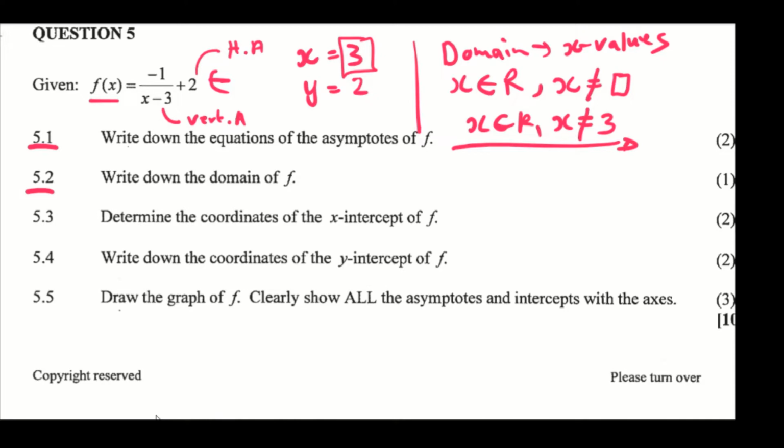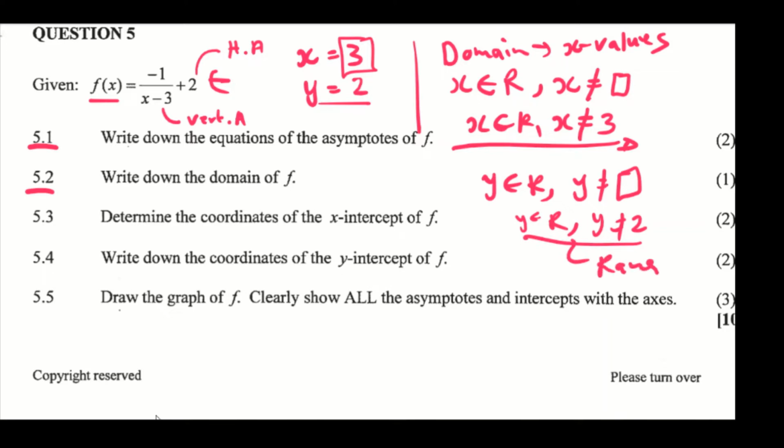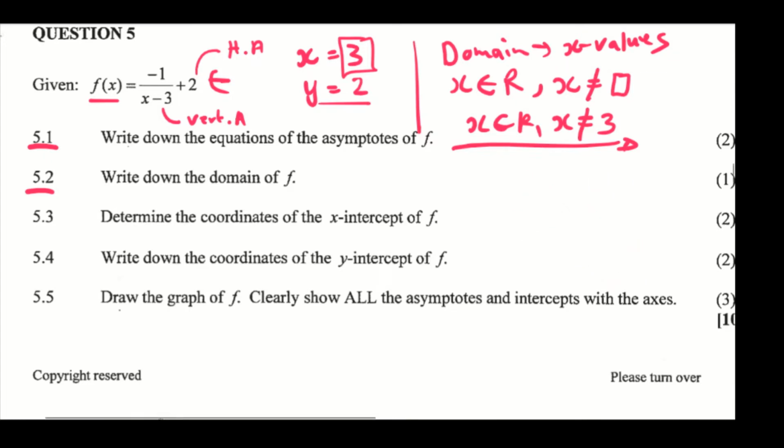So if you are asked the range, you do the same thing. You say y is an element of real numbers, but y is not equal to the asymptote of y, which in this case is y = 2. So y is an element of real numbers, y is not equal to 2, right? So if maybe you are asked the range, cool.